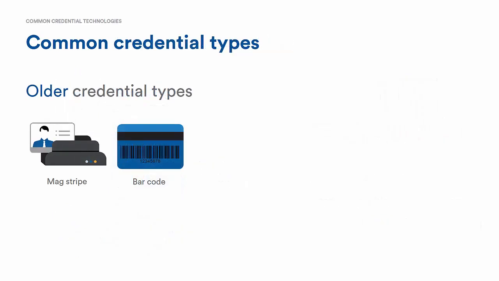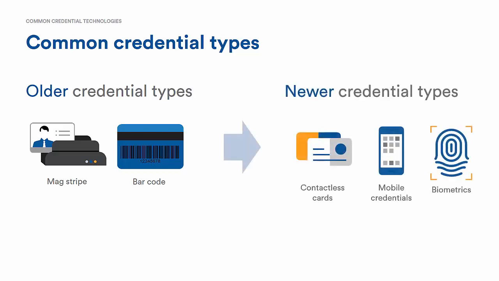So at one point, magstripe and barcode cards and readers used to dominate the credential and reader market. But with changes in compliance, functionality, and security, many companies have already transitioned existing magstripe systems to proximity cards or new generation of smart card access control systems. So newer credential types include contactless cards, mobile credentials, and biometrics.